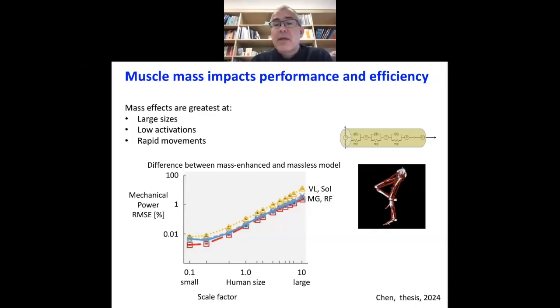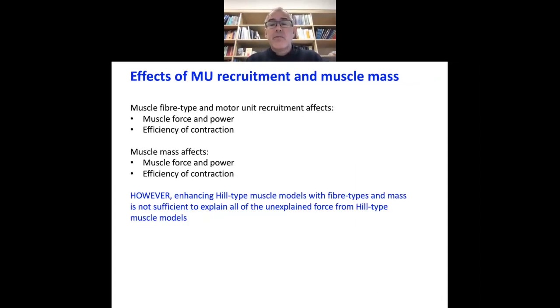Now, I think the reason for this is that we're still using one-dimensional models in this test. And when the muscle shortens, for instance, it will increase in girth, it will increase in its thickness and its width. And so the mass is going to accelerate in all three dimensions. And just using a one-dimensional model is not capturing the full effect of the accelerations of the mass within the muscle.